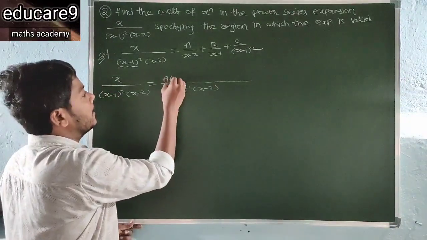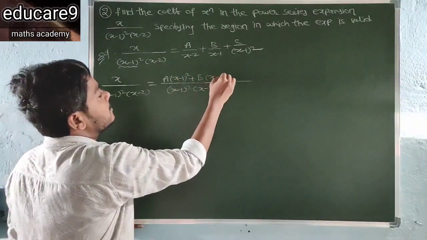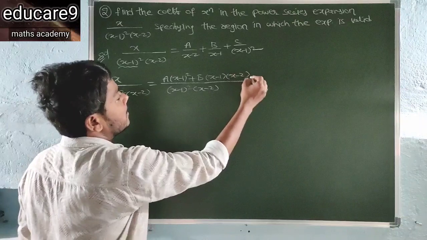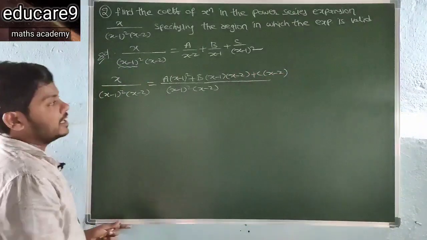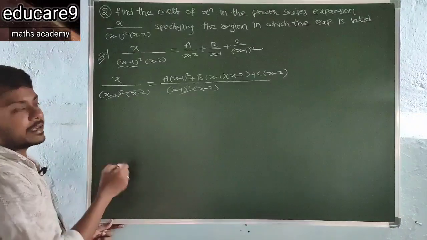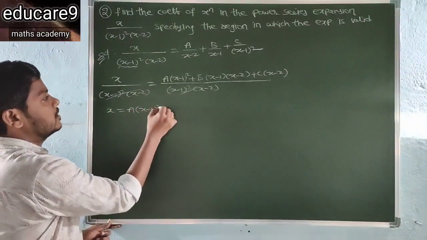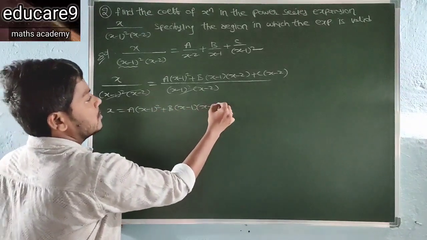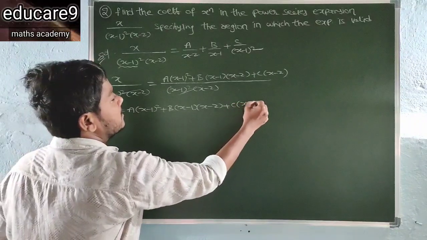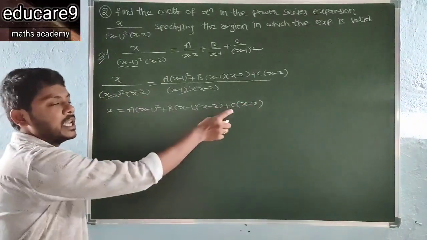Now A into (x - 1) whole square + B into (x - 1) into (x - 2) + C into (x - 2). So clearly both side denominators get cancelled. So x is equal to A into (x - 1) whole square + B into (x - 1) into (x - 2) + C into (x - 2). Now here you need to find the values of A, B, C.